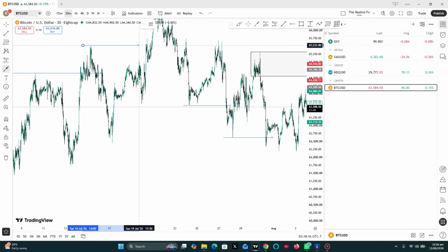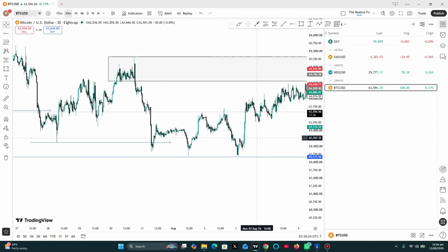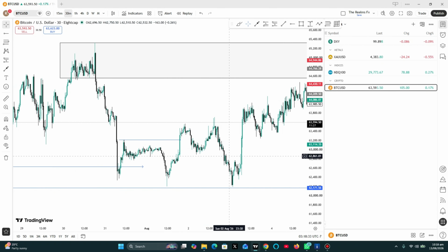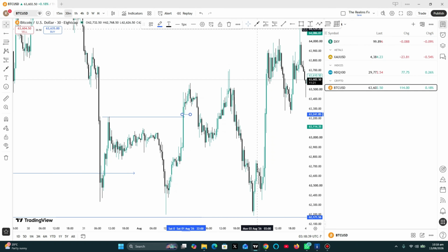Let's plot this one too. Okay, so there's some sort of zone around here. There's a sort of zone around here too. All right. Then you can notice that price gives a change of character around here. After the change of character, you can see that there's a gap in here. So I can see my fair value gap right here like this.